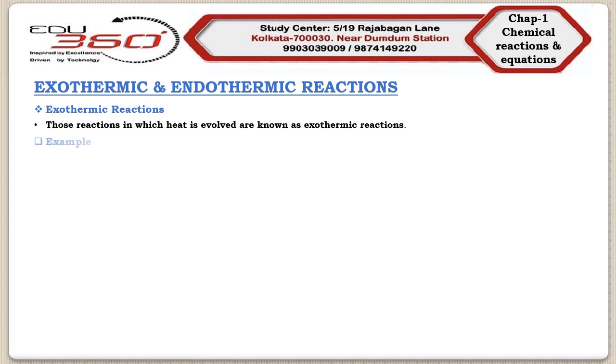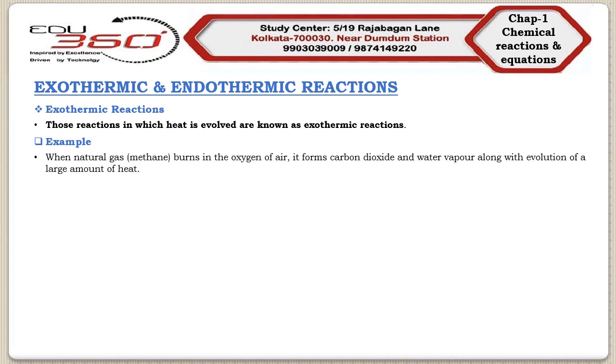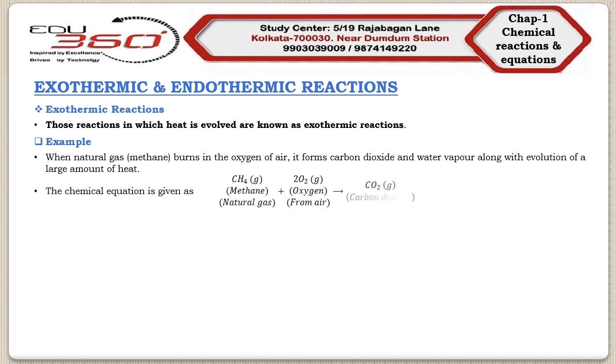Let us consider one example of exothermic reaction. Remember, natural gas is mainly made up of methane. If we burn natural gas in the oxygen of air, carbon dioxide and water vapor will be formed along with the evolution of a large amount of heat. The chemical equation of this reaction is given as CH4 + 2O2 → CO2 + 2H2O + heat. This is a balanced chemical equation.